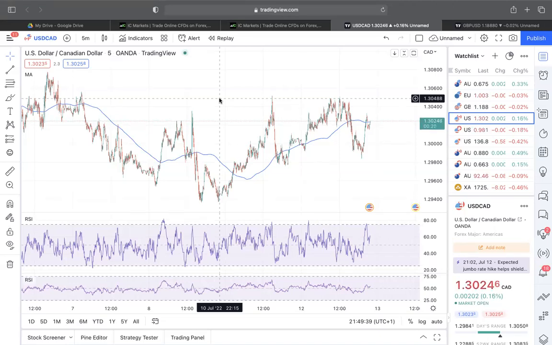It doesn't take a lot, unlike essentially gold. Gold can wick a lot. It can be a little bit harder to trade. So I would stick to these pairs to start off with, definitely.